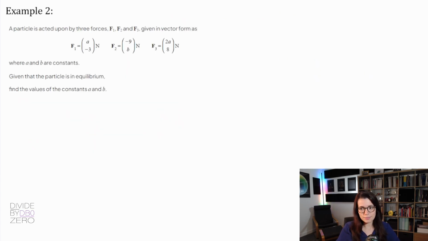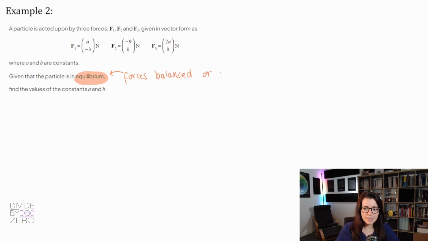Example 2. A particle is acted upon by three forces F1, F2, and F3, given in vector form as these, where A and B are constants. Given that the particle is in equilibrium, find the values of the constants A and B. So again, that word equilibrium, meaning the forces are balanced.